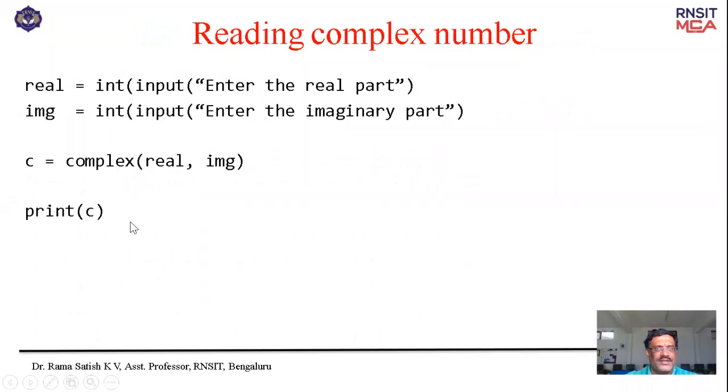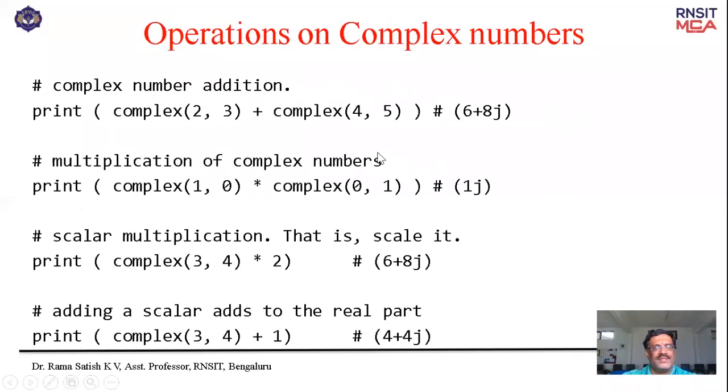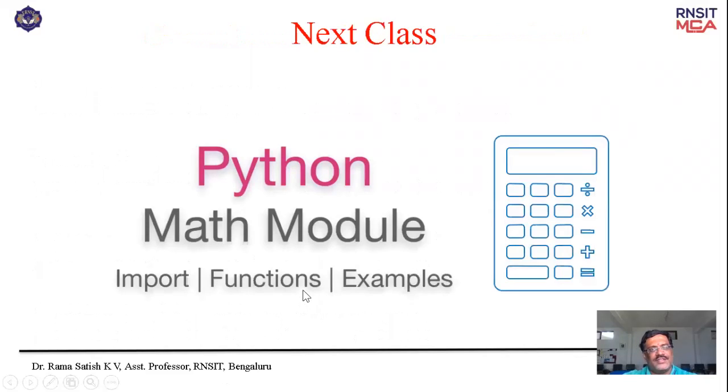And you can input. Please enter real part. Please enter imaginary part. I write real here. I write imaginary here. And I apply a complex type conversion of 2 integers, and I get c is equal to. So you get reading and printing a complex number, creating a complex number. Complex number addition you did, complex number multiplication you did, complex to scalar multiplication you did, scalar addition with complex number we did.